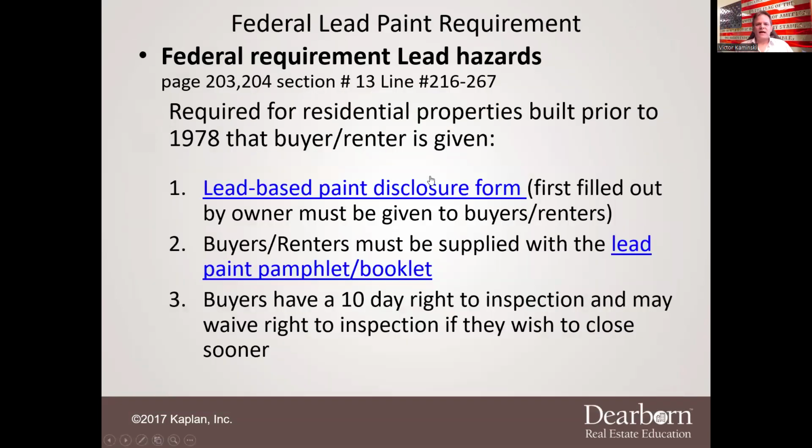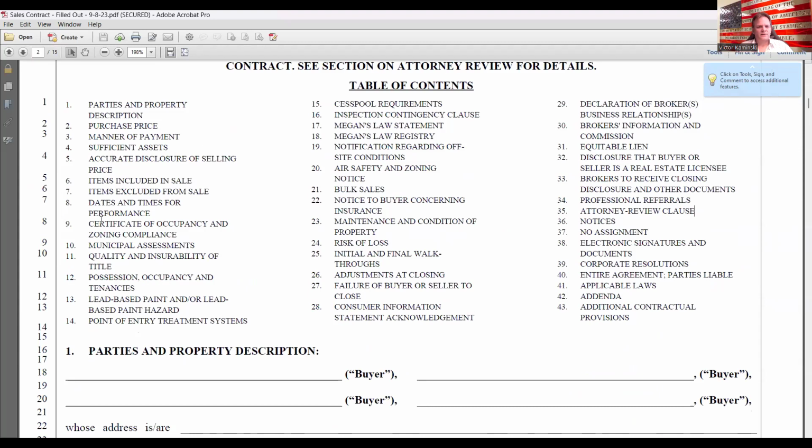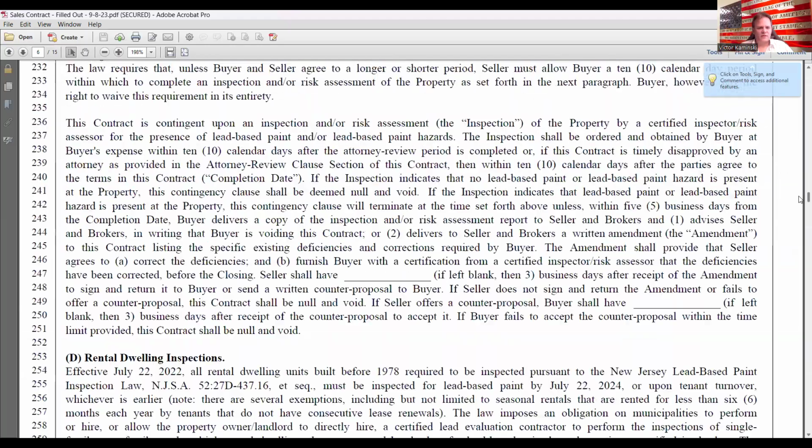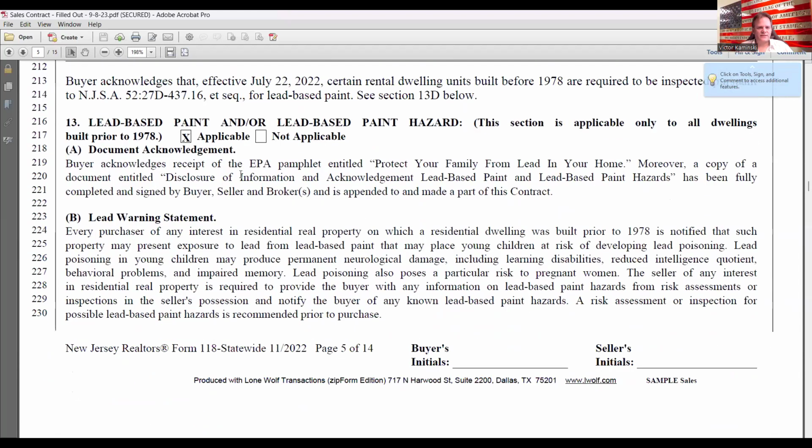And contracts also have to have a federal lead-based paint disclosure in them. Even though the disclosure statement is separate from the contract, the actual contract has something that refers to it in section 13. Let's take a look at that. So once again, section 13, yep, lead-based paint or lead hazard. Okay, so let's go to section 13 and see what that's about. Whoops, we passed it. There we go. Section 13 starts here.